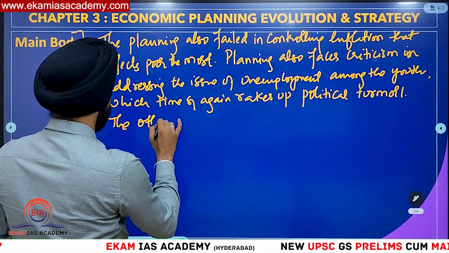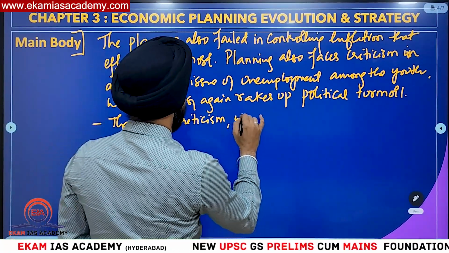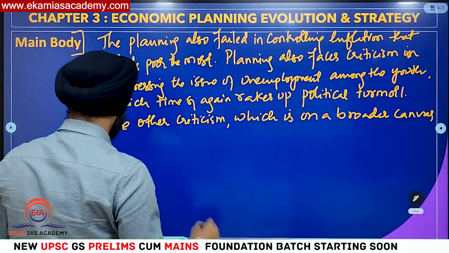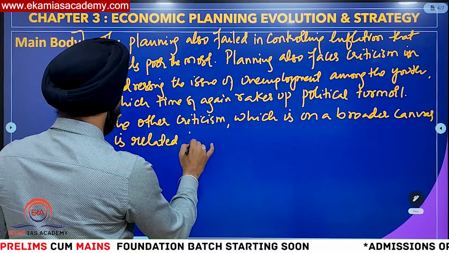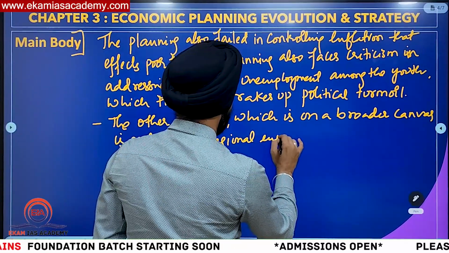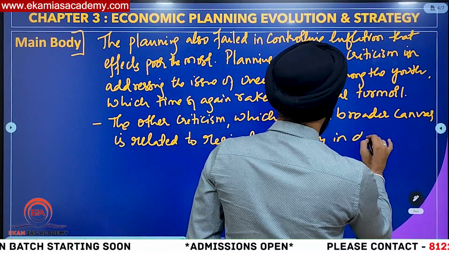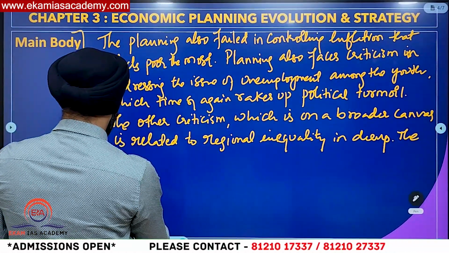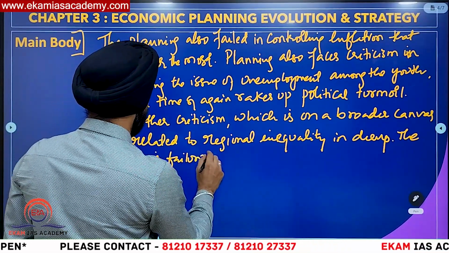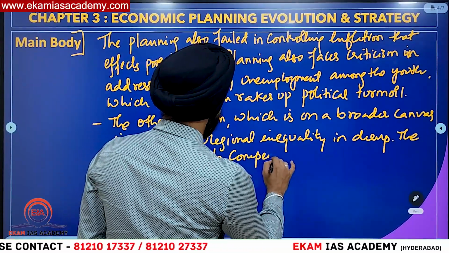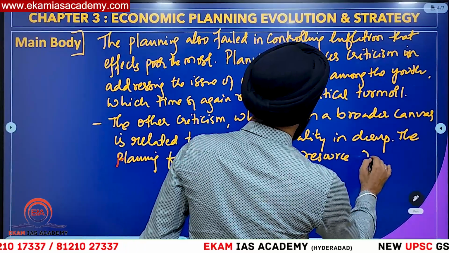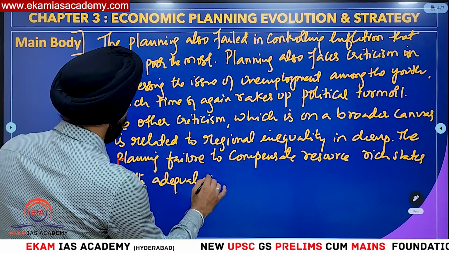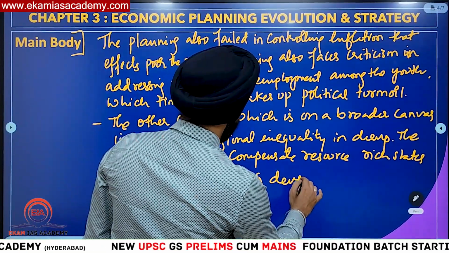The other criticism, which is on a broader canvas, is related to regional inequality in development. Very, very important. The planning failed to compensate resource-rich states with adequate growth and development. Very, very important. Okay?